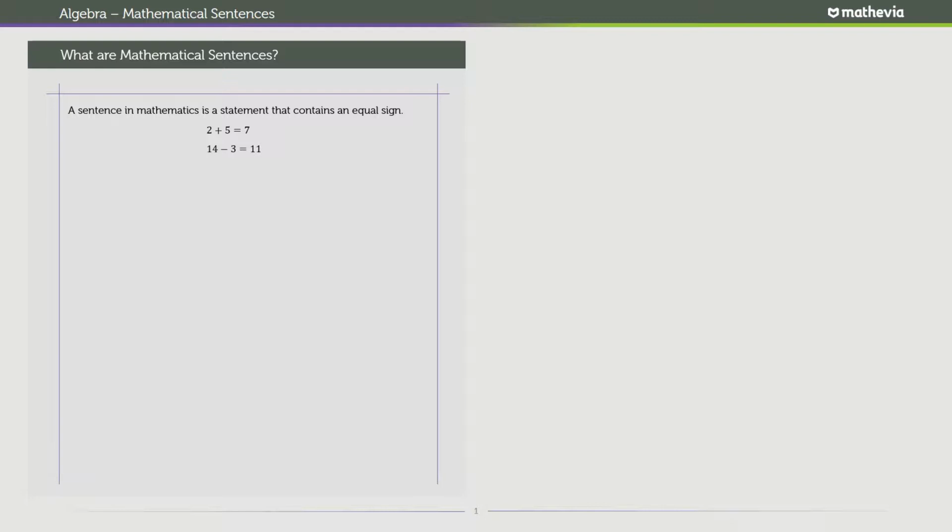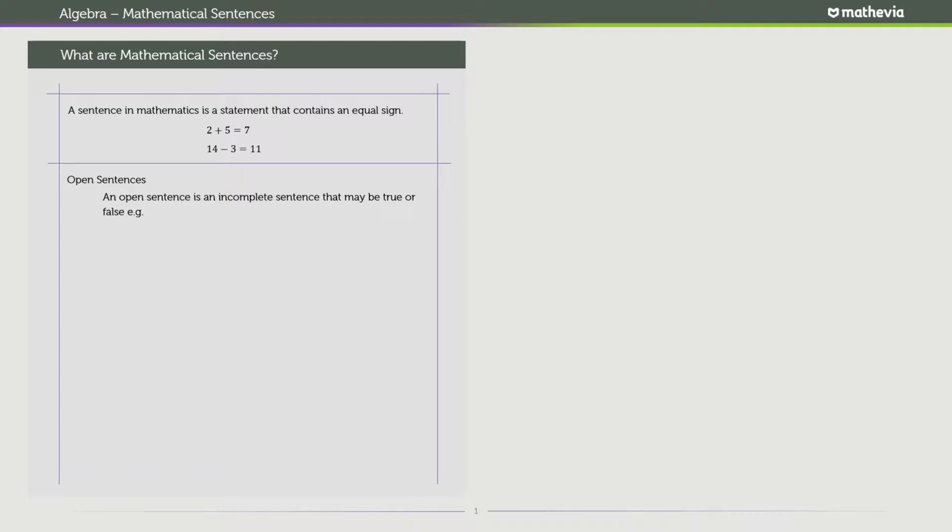Now, there's a very special form of sentences that you should be somewhat familiar with. You probably learned this in primary school. They're called open sentences. So, what exactly are open sentences? An open sentence is an incomplete sentence, an incomplete sentence that may be true or false.